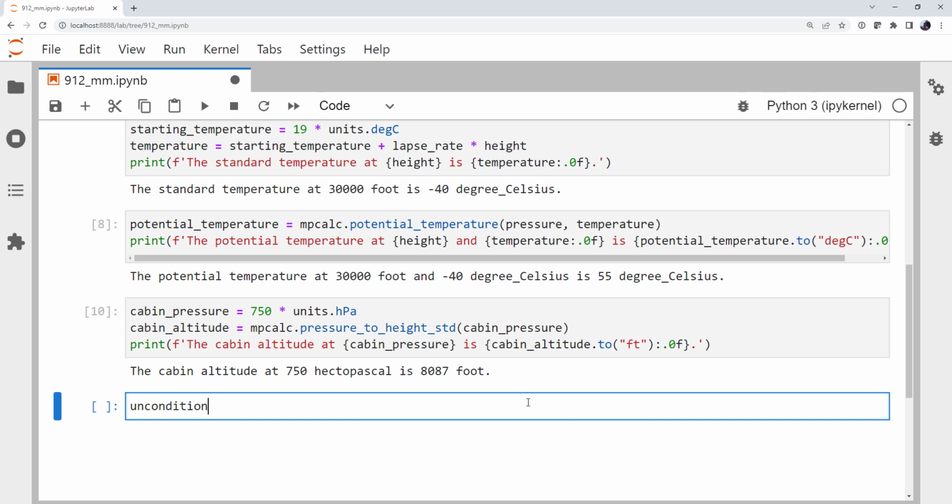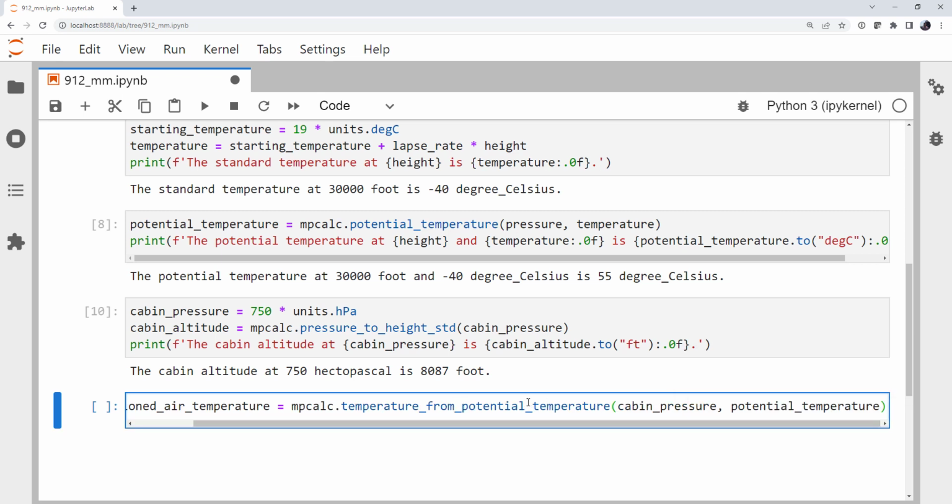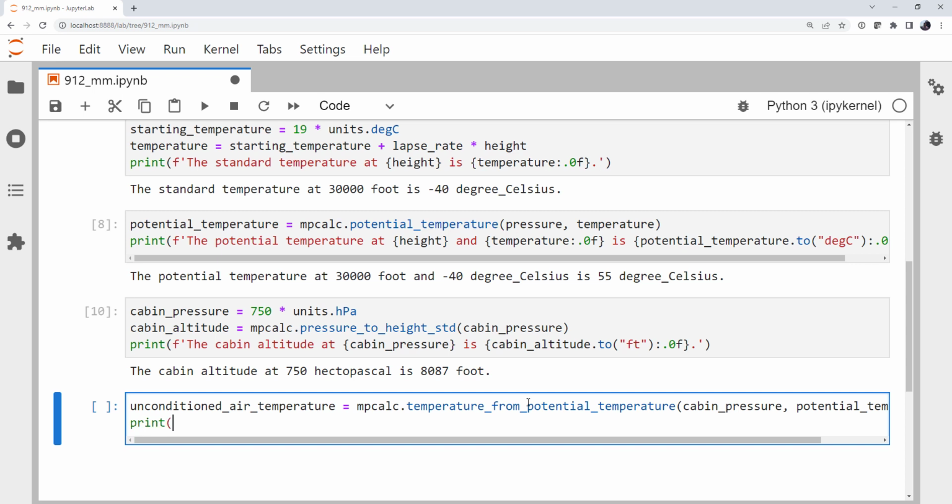So I'll call it our unconditioned air temperature. And that is going to use the temperature from potential temperature function. Now again, we can do the algebra and rearrange things. That's a good exercise. But we can also now use this to enhance our understanding. I'm going to take the cabin pressure and the potential temperature. So it says, take the potential temperature that we calculated and now see what the actual temperature would be at our cabin air pressure.